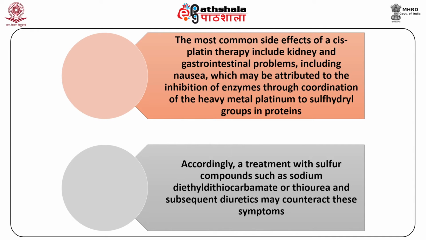The most common side effects of cisplatin therapy include kidney and gastrointestinal problems, including nausea, which may be attributed to the inhibition of enzymes through coordination of the heavy metal platinum to sulfhydryl groups in proteins. Accordingly, a treatment with sulfur compounds such as sodium diethyl dithiocarbamate or thiourea and subsequent diuretics may counteract these symptoms.